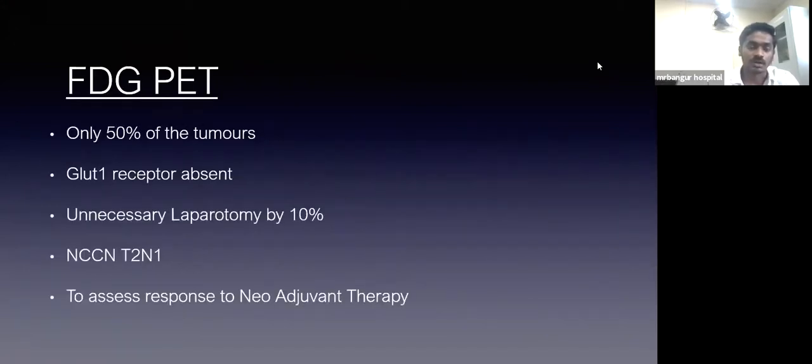Only 50% of gastric tumors are FDG PET positive. This is due to the absence of glucose transporters in the gastric adenocarcinoma. FDG PET has reduced unnecessary laparotomy by 10%. That is, if the initial staging of the patient is M0, after FDG PET the stage has been converted into M1, so the treatment has been changed. NCCN recommends FDG PET for all M0 disease. There is no use of doing FDG PET in M1 cancer. FDG PET on day 1 and day 14 helps in assessing the response to neoadjuvant therapy. Those patients who have a good response to the neoadjuvant therapy in the 1 to 14 days have a better overall survival.